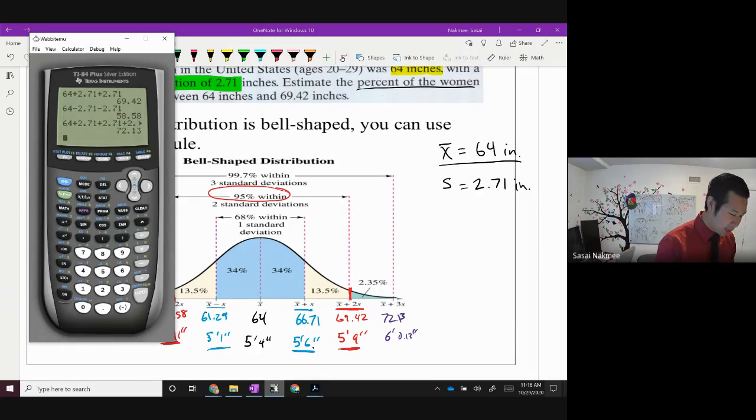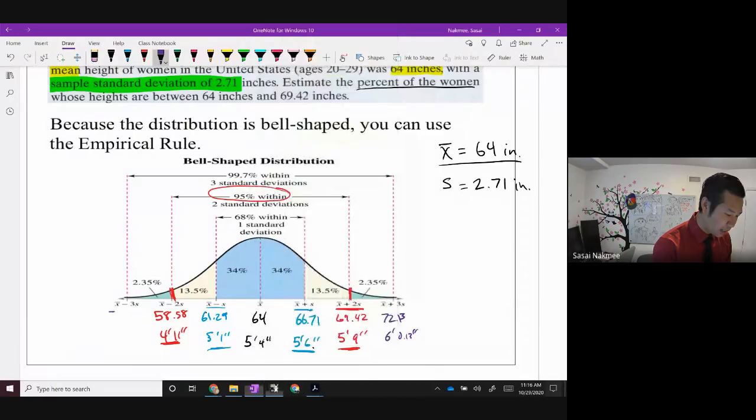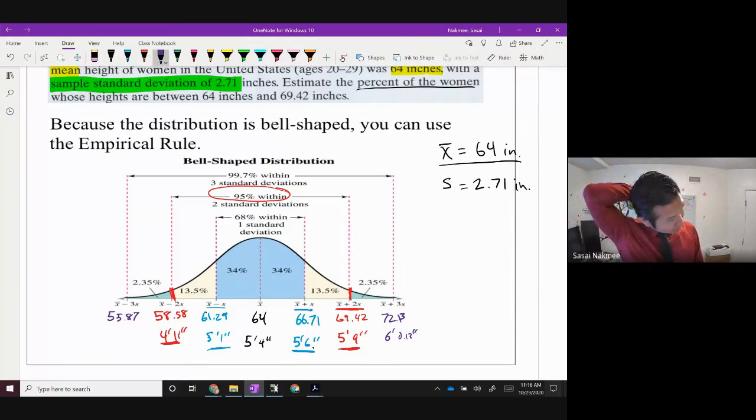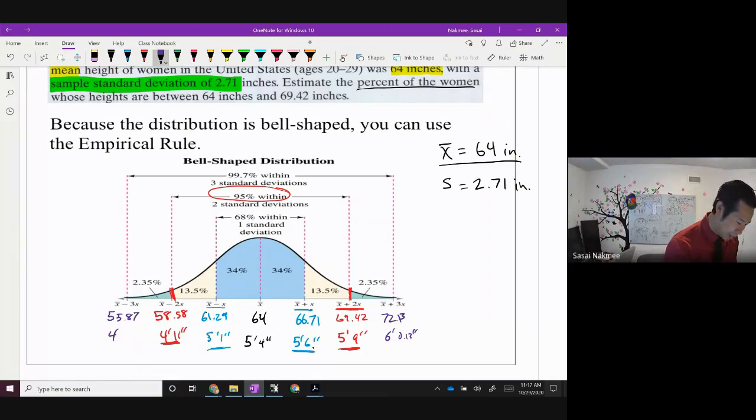And then we can go the other way as well and subtract the standard deviation 3 times. 2.71 minus 2.71 minus 2.71, 3 times, and that gives me 3 standard deviations below, which is going to give me 55.87, which is roughly, I'm struggling today with these numbers here. I think that's going to be 4 feet 7 inches. Oh, thank you, Carwin. Trying to do that in my head. I appreciate that. 4 feet 7 inches.